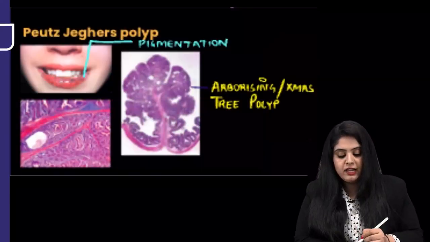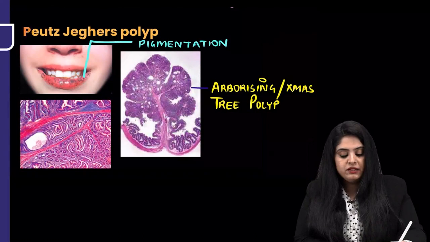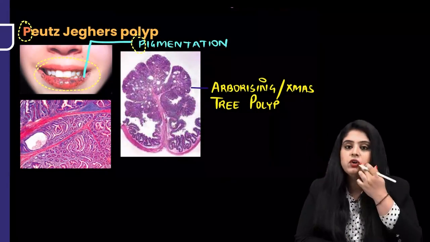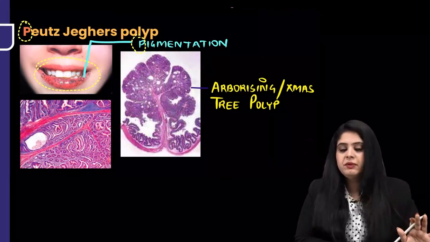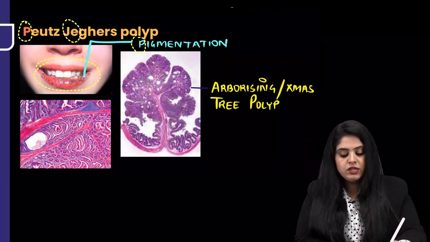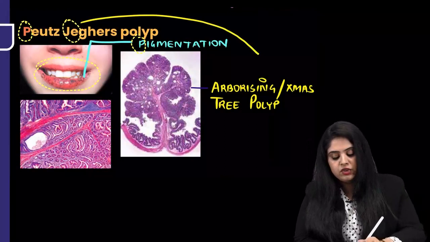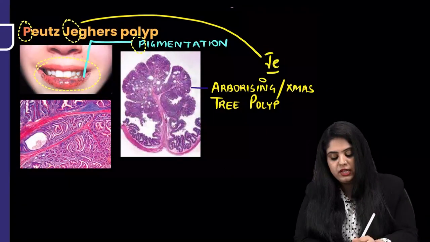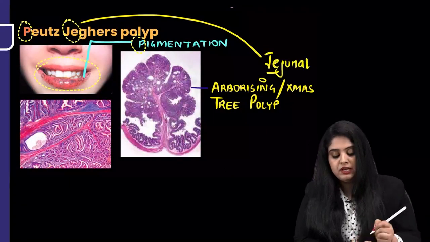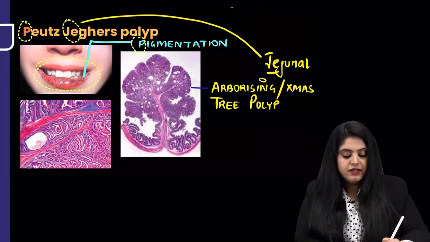So repeating once again, what do you see? P is going to be for pigmentation. Can we all notice this pigmentation that she's having on her lips, on her mucosa? So P for pigmentation. And JE for what? JE is going to be for jejunal polyps. And how do these polyps look? The very famous Christmas tree polyp.